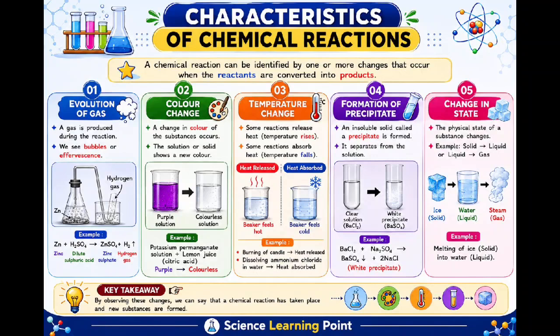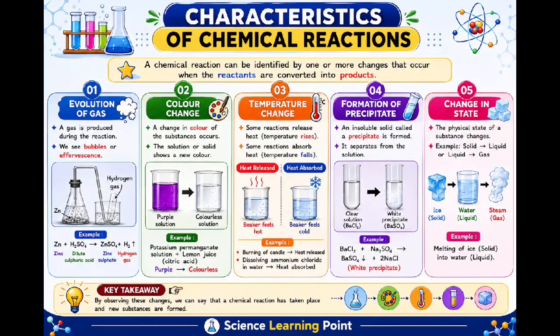Okay. Next, the fourth sign is the formation of precipitate. Now, what is a precipitate? A precipitate is an insoluble solid that forms when two solutions react. For example, when silver nitrate solution reacts with sodium chloride, a white solid called silver chloride is formed. This white solid settles down in the solution. This solid is called a precipitate.